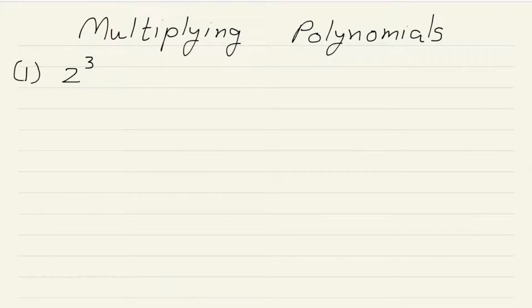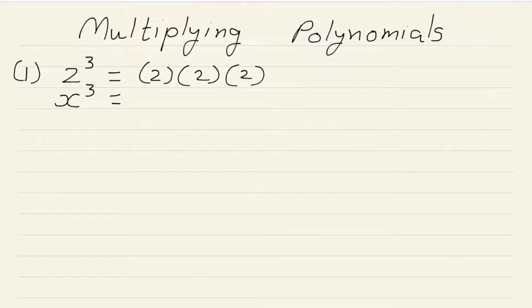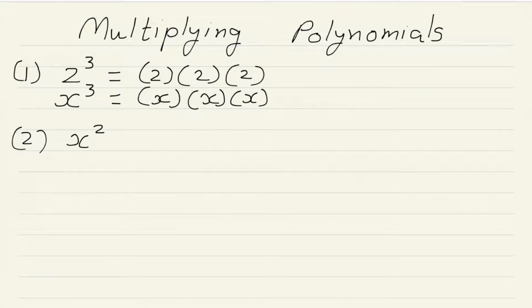2 to the third power. So in this case the base, which is 2, is raised to the third power. So that's 2 times 2 times 2. Similarly, x raised to the third power would mean x is multiplied to itself 3 times. So that's x times x times x.